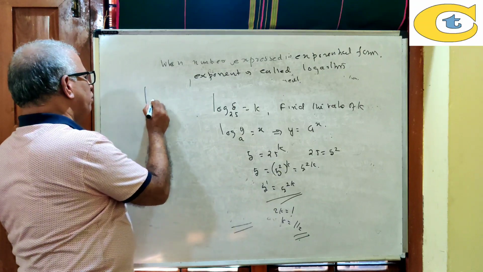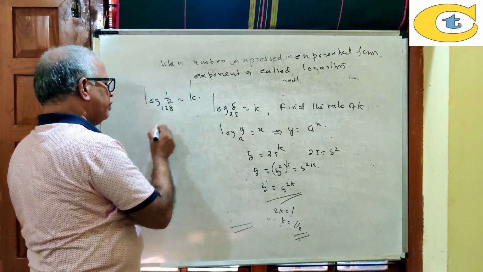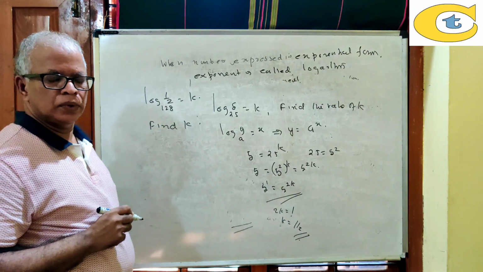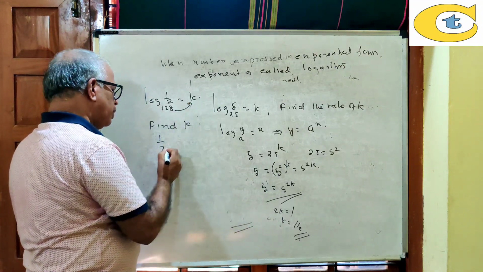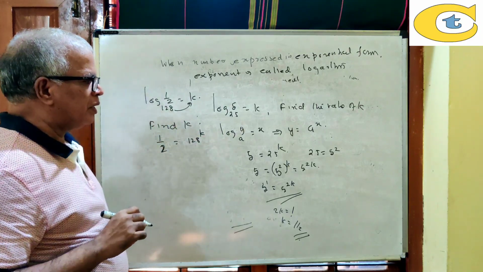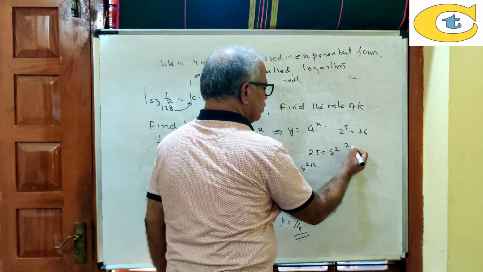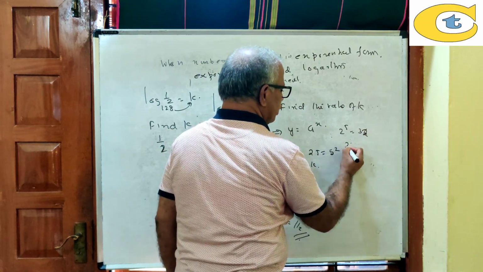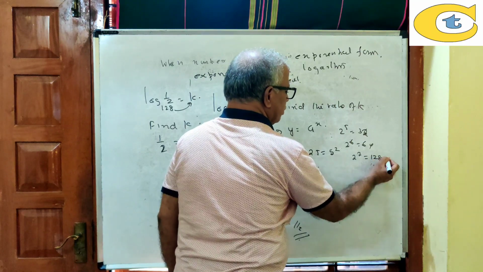Logarithm of 1 by 2 to the base 128 is equal to k. Find k. So 1 by 2 is equal to 128 raised to k. What is 128? 2 raised to 5 is equal to 32, 2 raised to 6 is equal to 64, 2 raised to 7 is equal to 128.